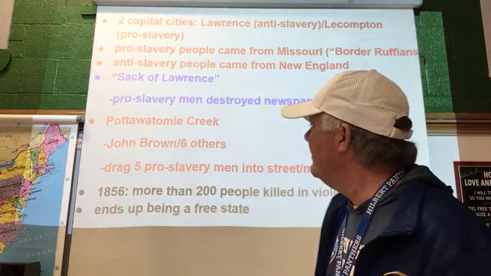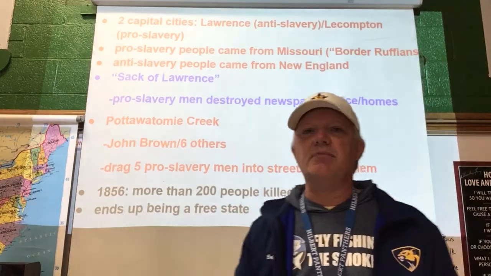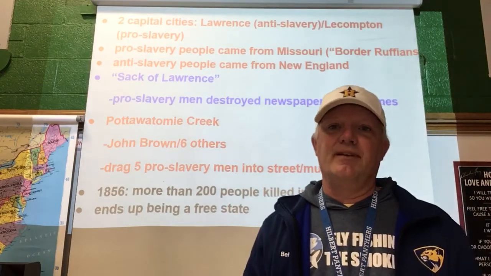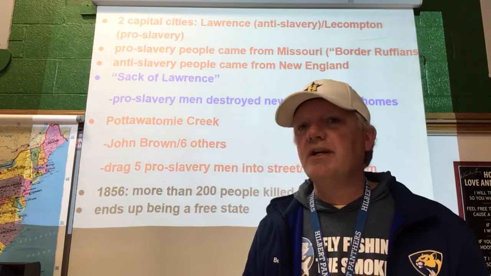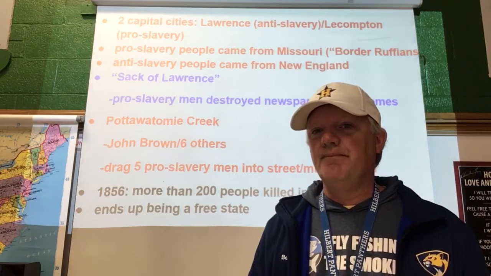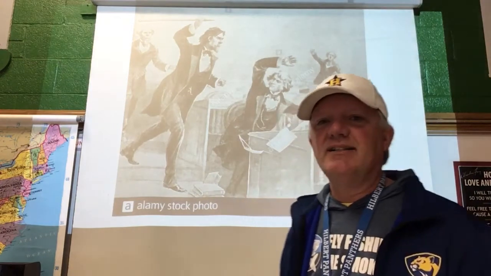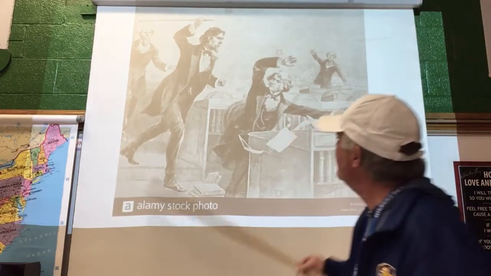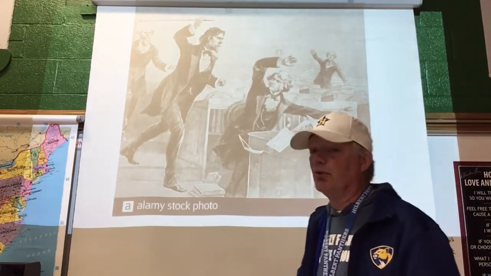And by the end of it all, in 1856, more than 200 people are going to be killed in violence in Kansas. Now, when the voting is done, Kansas will vote to become a free state. Right? But because of what happened in Kansas, it's going to lead to a little violence in Congress. This is Senator Charles Sumner. That is Representative Preston Brooks.